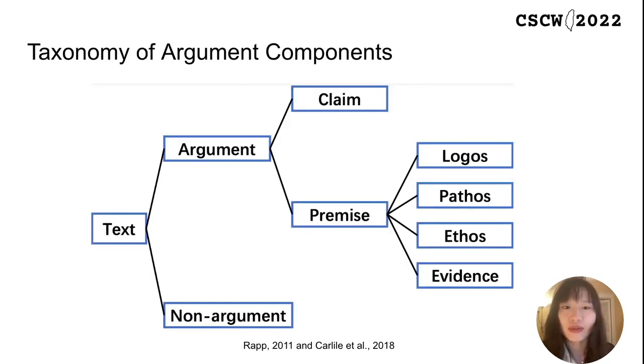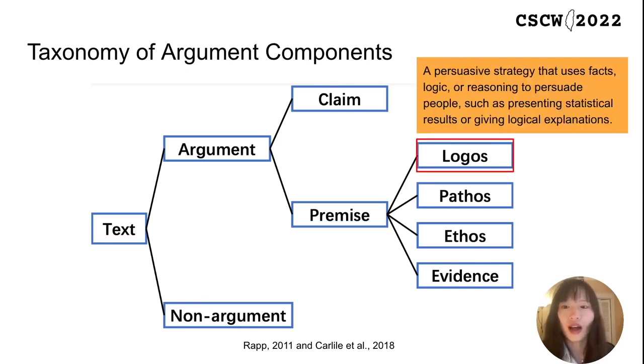We discussed the existing persuasive theories with experts, and we derive our own taxonomy of argument components. For text, it's either argument or non-argument, and also if it is argument, it can be claim or promise. And within the promise, we have 4 different persuasive strategies: logos, pathos, ethos, and evidence. The logos represent a persuasive strategy that uses facts, logic, or reasoning to persuade people, such as presenting statistic results.